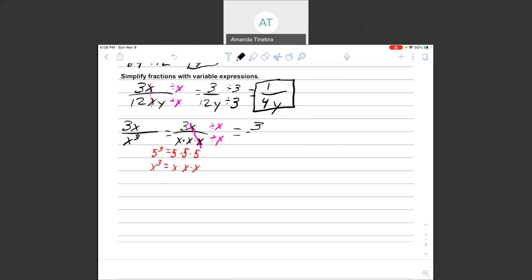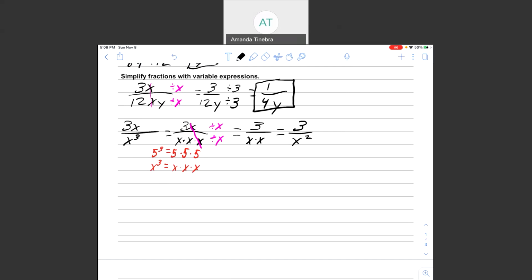And all I'm left with on the top is a 3. On the bottom, I'm left with 2 x's. That means that my simplified answer is 3 over x to the second power. Okay? I want to do a few more of these so you can see some of the different things that can happen here.